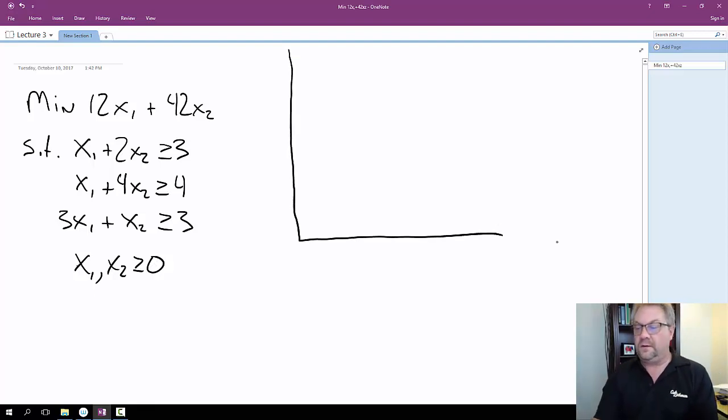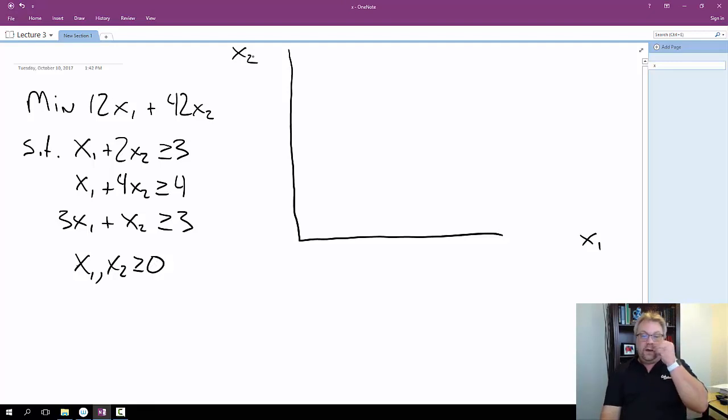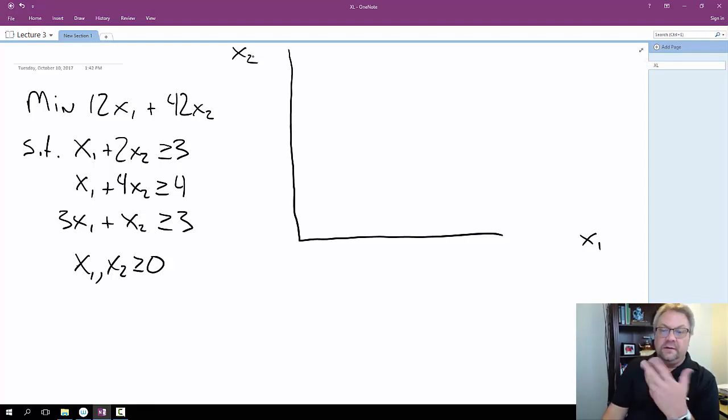Here, of course, is our x1 axis. Here is our x2 axis. And we want to start drawing our constraints. So I'm going to do the same thing I did in the previous lecture: solve all of these constraints individually for x2. So I'm going to take the first one.